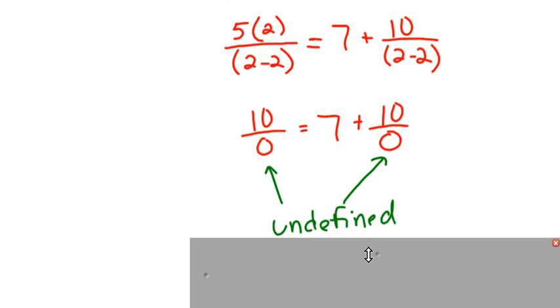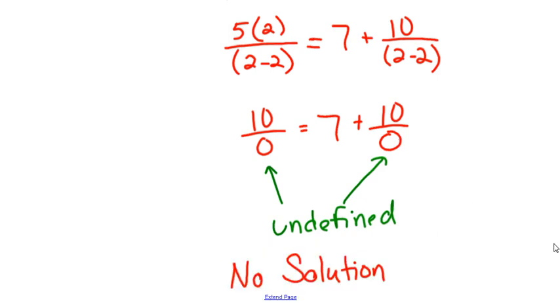So since we're unable to divide by 0, it's undefined. And since we're running into that undefined situation, that's telling us that we cannot use the value of 2 for our equation. That's an extraneous solution. Therefore, we have no solution for this equation.